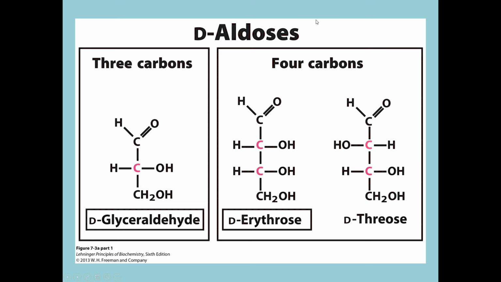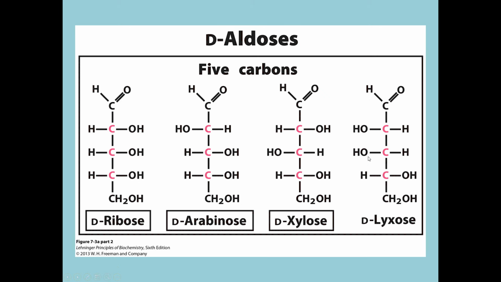So as we start with our aldoses, we've got 3 carbon aldose, glyceraldehyde. 4 carbon aldoses, we have erythrose and threose, stereoisomers that are not enantiomers. These are diastereomers. Moving to 5 carbon, we have ribose, arabinose, xylose, and lyxose. Obviously, can't pronounce it correctly, not a real common sugar.